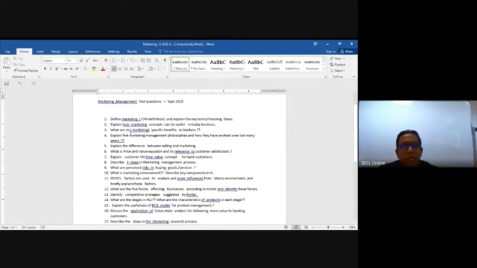So what are its specific benefits to bankers? As I said, in two ways we will have to grow our business, as you said. First, by retaining customers, and secondly by attracting customers from other banks.